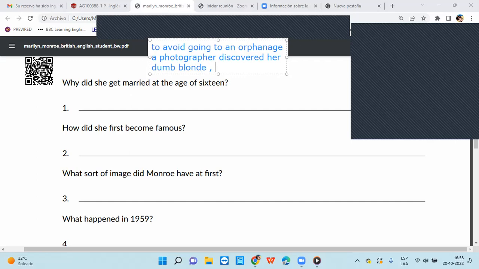Or any other image? A comedian? No, but that is not an image. That was her job. A love goddess. Una diosa del amor. Right? Those were the two images that she had, well, I don't know if only at the beginning of her career, right?